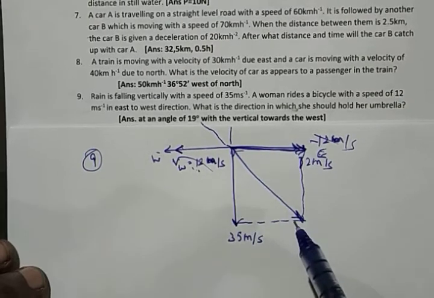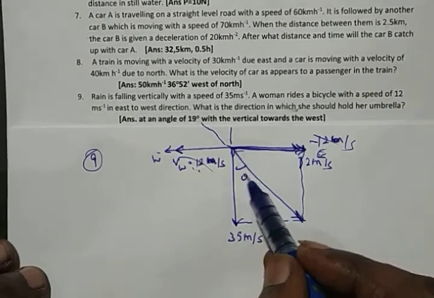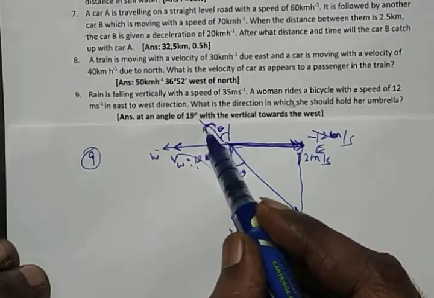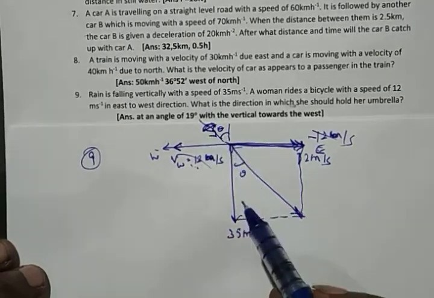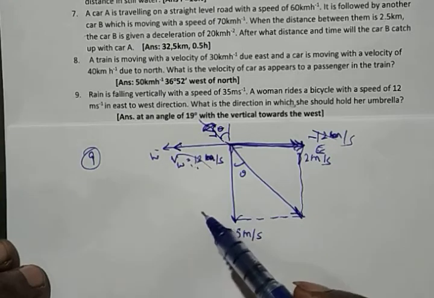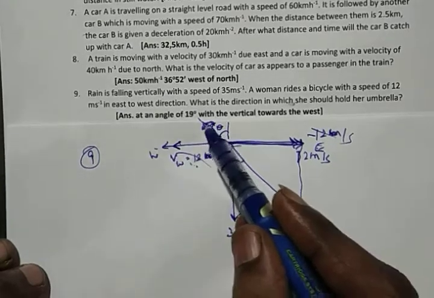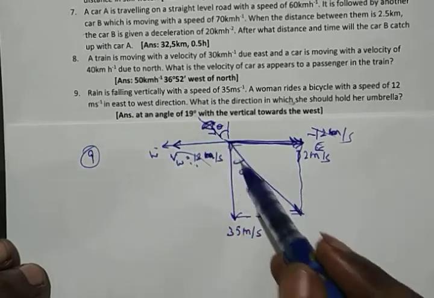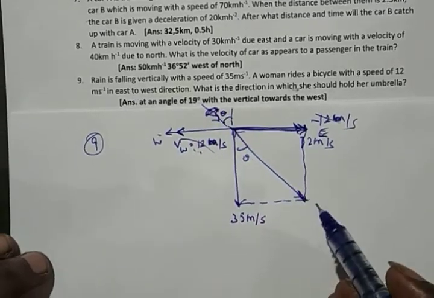So if you see the resultant here, this is going to be the angle. She will hold that umbrella somewhere here like this, so that she will not get drenched. When she is traveling, she needs to hold that umbrella in this direction. She is traveling in this direction. This will be the direction of angle theta here. We need to just find out angle theta.